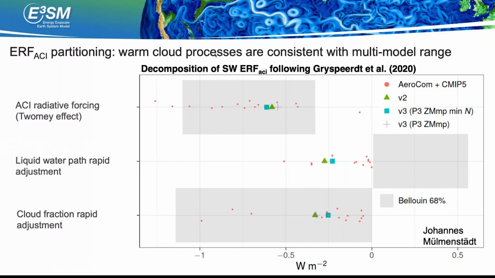And you can see that E3SM v2 and these candidate versions of v3 that were assessed are all well within the range of other models. They do have the opposite sign of liquid water path adjustment that the Bellouin assessment suggests, but the other models do as well. So this led us to conclude that the warm cloud processes per se were not significantly different from other models, and likely not a cause of our different behaviors in E3SM.